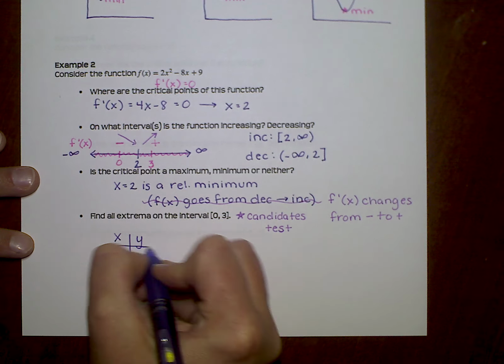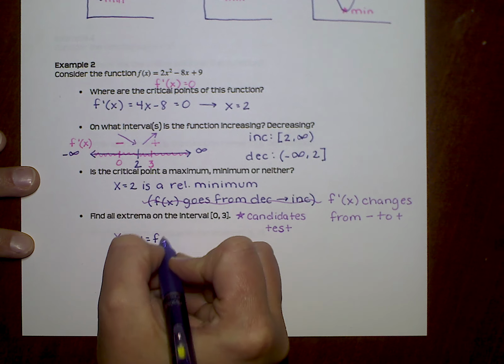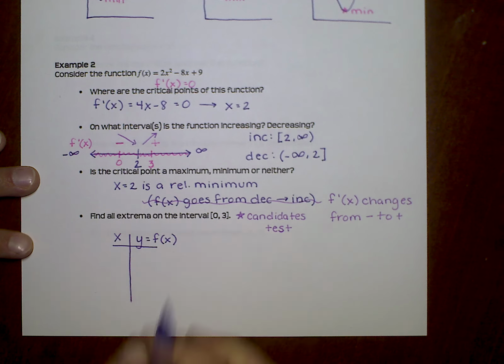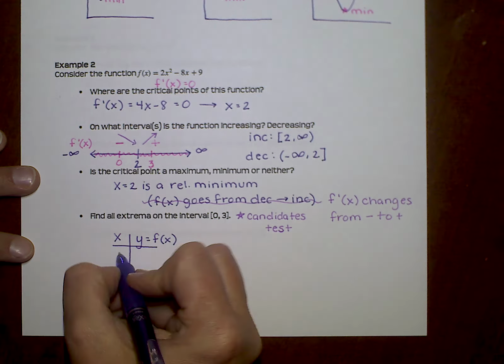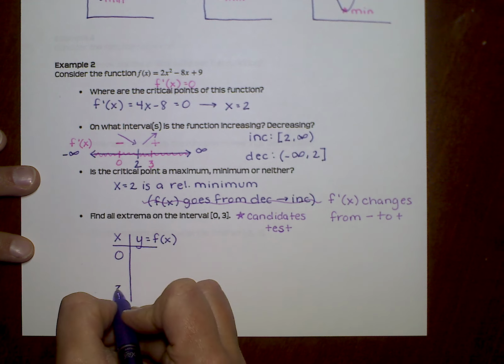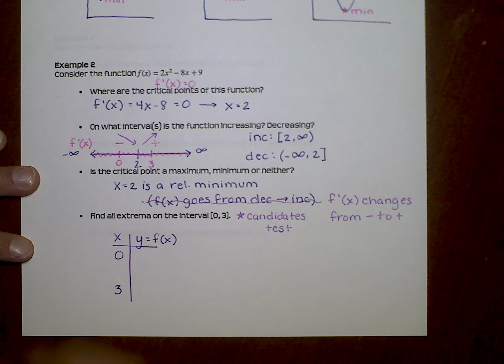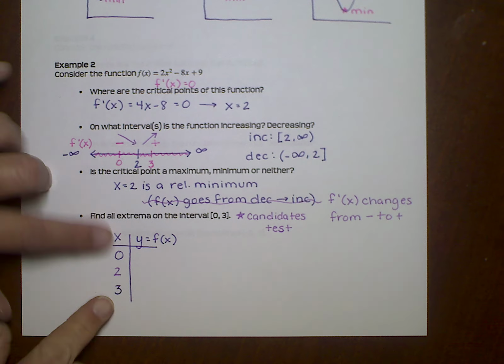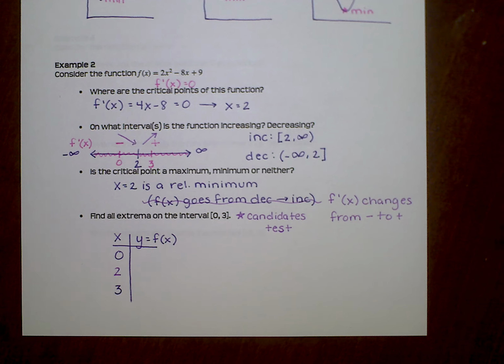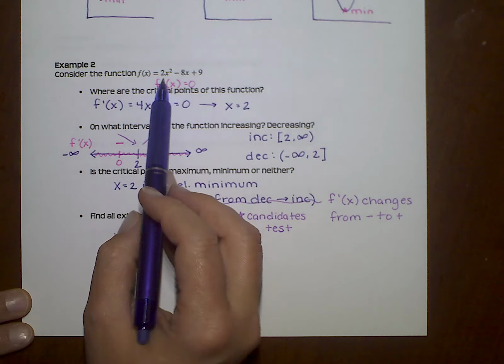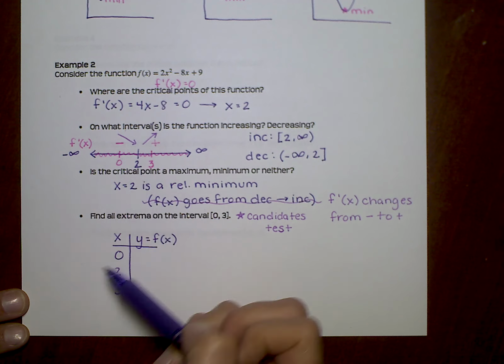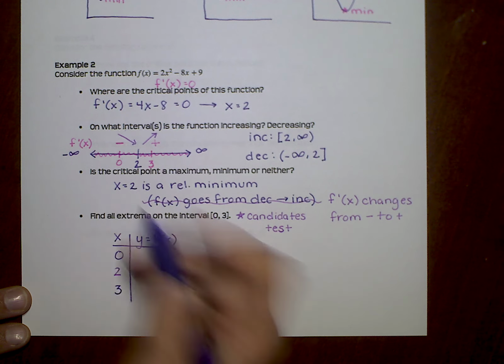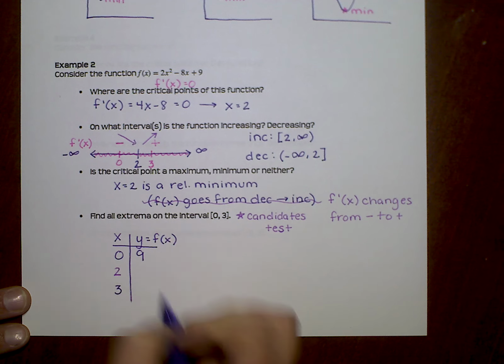So I'm going to say x, y, but this y is really f of x that I'm talking about. And I'm going to start with my endpoints, which is 0 and 3. And then I'm also going to throw my critical point into the table here, which is at 2. So I've got endpoints, critical point. And I'm going to plug all three of these numbers into my original f of x function. So when I plug 0 in, that's going to come out to be 9.